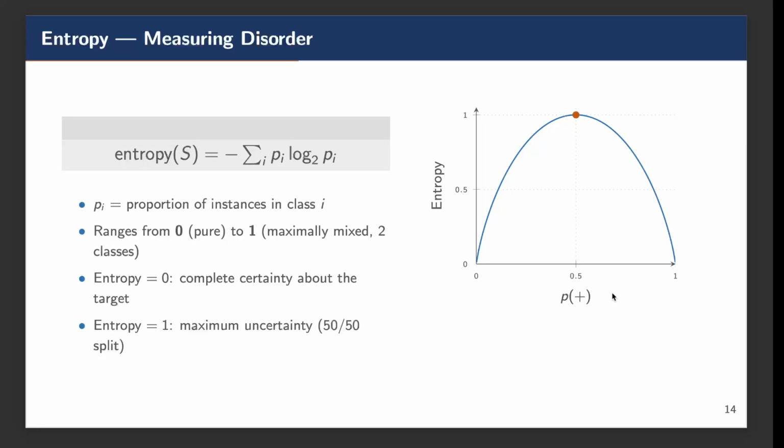So here is the formula for entropy, where entropy S is given by the negative sum of p_i times log p_i, where p_i is the proportion of instances in class i.